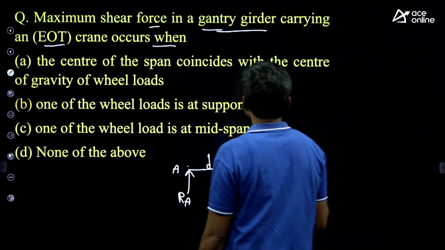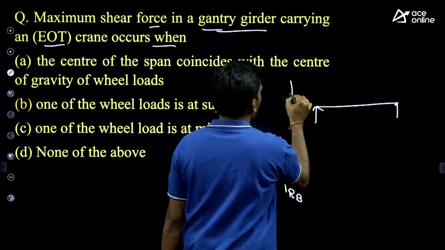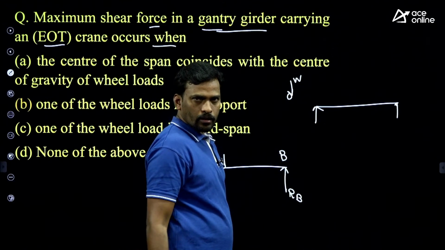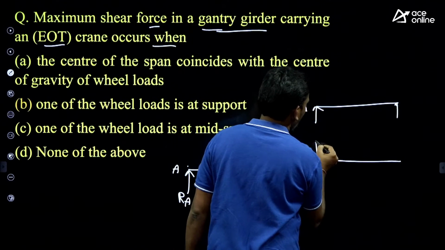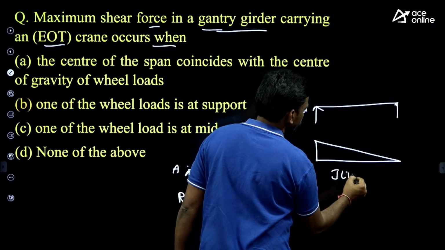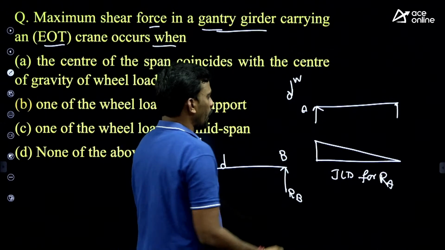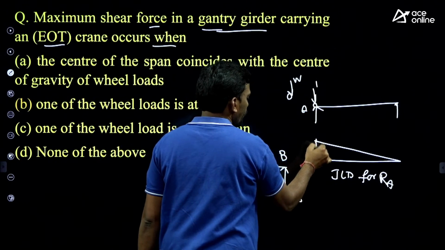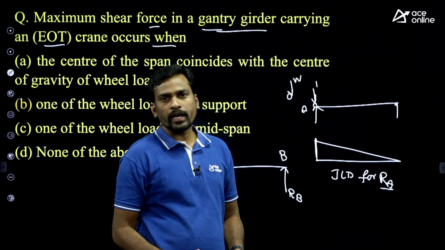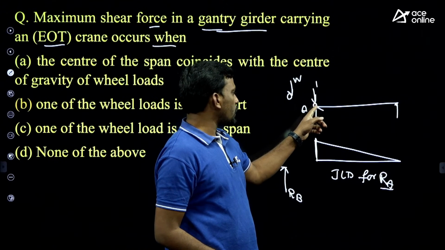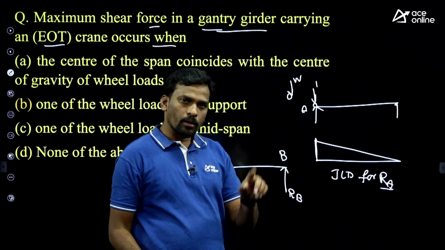Do you remember, if a single point load moves from one end to the other, this is the ILD for reaction RA. To get the maximum reaction at A, we have to place the load where the ordinate is maximum. It means if the reaction at A is maximum, shear force at A is also maximum. So if this wheel load is at the support or near the support, only then we will get the maximum reaction and maximum shear force.